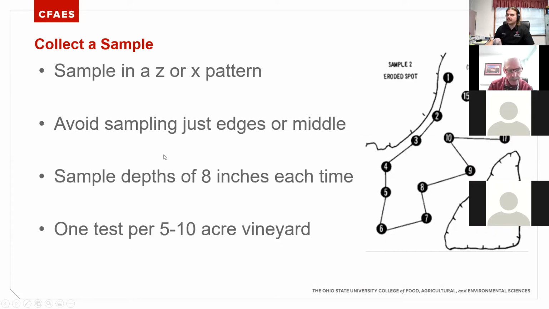All righty. And just to go back, I said avoid sampling just the edges or just the middle. You really want to get a good representation of that whole area. So not just in row. You want to not be getting a lot outside, basically anywhere that grapes will be. So, if the roots will be pulling nutrients from that area, that's where you want to be sampling.